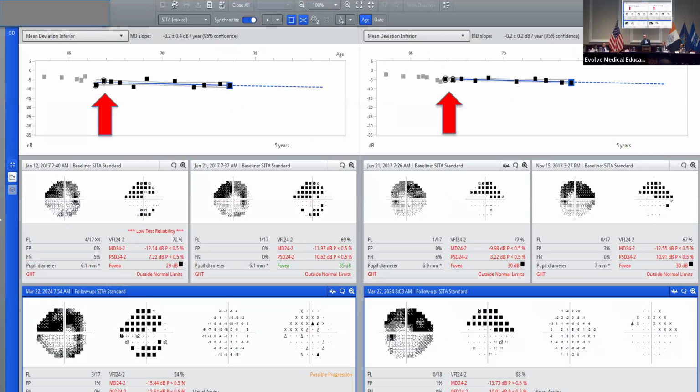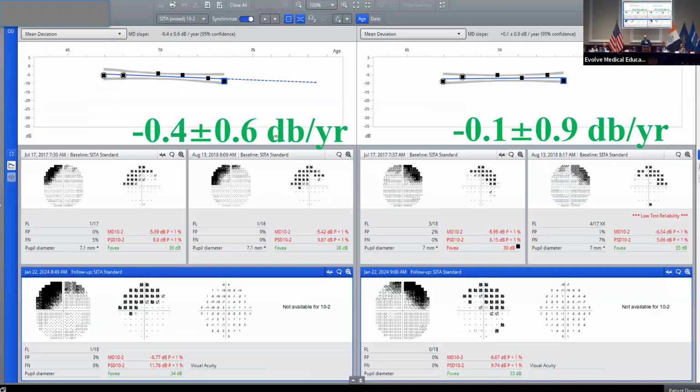You can also modify the way these analyses are performed. These red arrows are in a patient who had surgery. So after the surgery was performed, you can reset the baselines because you want to know if the patient's progressing since the time of surgery. You can see the rate of progression here is reasonably slow after surgery in this patient.